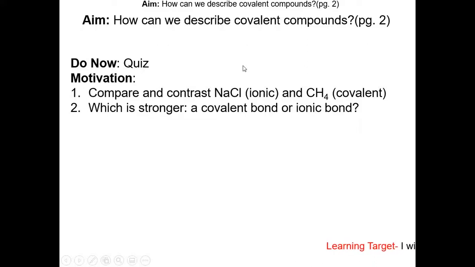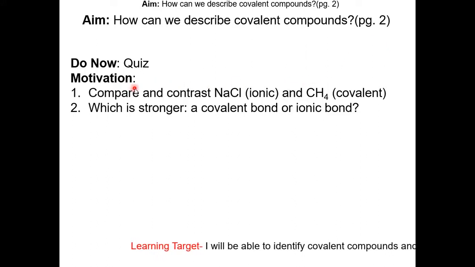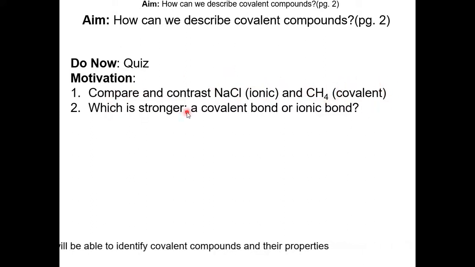This is my first video lesson for Unit 5B, the covalent bond. In this lesson, we'll be describing covalent compounds. So go to page 2 in the class packet. For motivation, compare and contrast NaCl, which is an ionic compound, with CH4, which is a covalent compound. And I want you to think which is stronger, a covalent bond or an ionic bond.